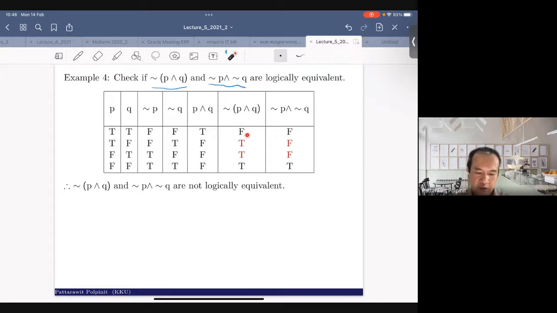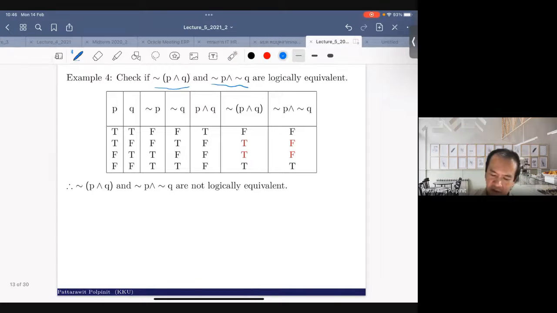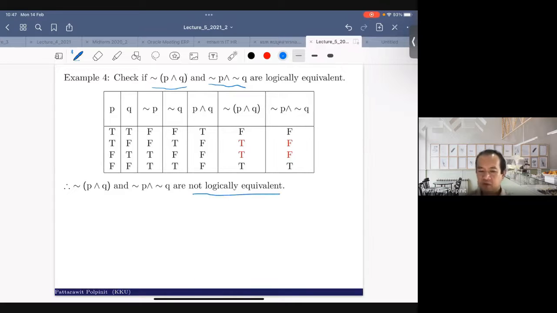Once we compare the truth values of these two expressions, you can see that the first row is the same, but the second and the third are not the same. So this shows that these two expressions, or these two propositions, are not logically equivalent. That's why I say, yeah, not logically equivalent.